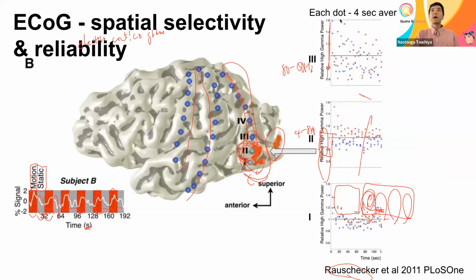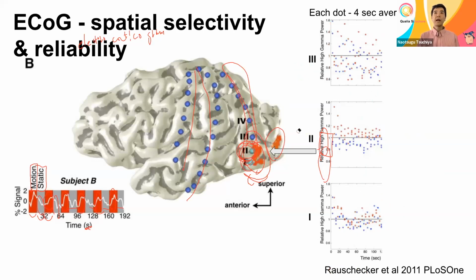And here's further data to show how this electrode 2 is special. When they looked at only the high gamma activity, which, roughly speaking, we won't go into the detail, but high gamma power recorded by ECoG is roughly the mean firing rate of the neurons underneath the electrode.